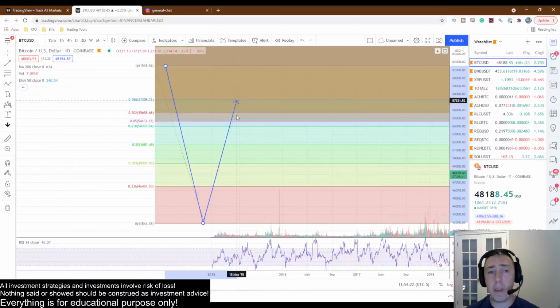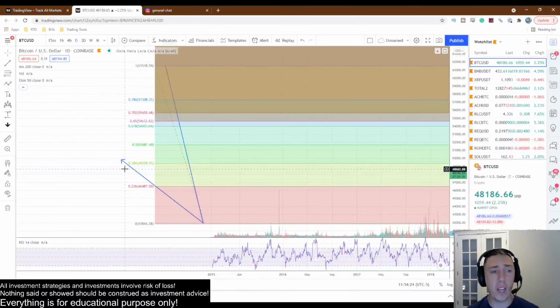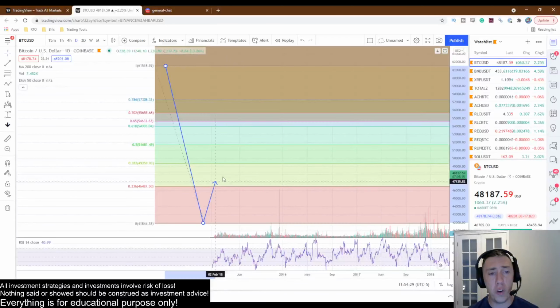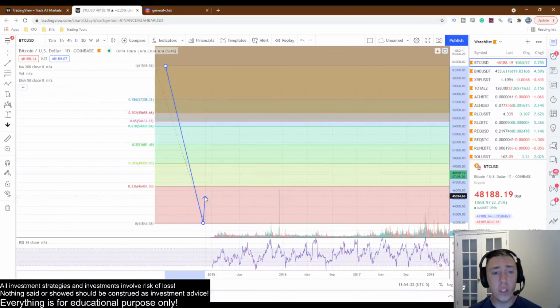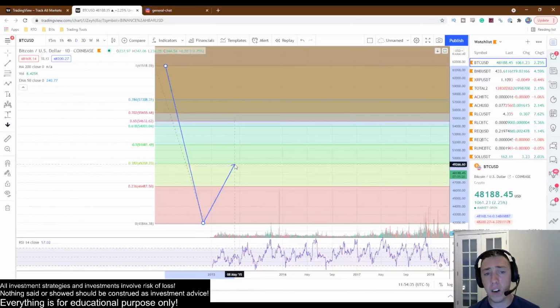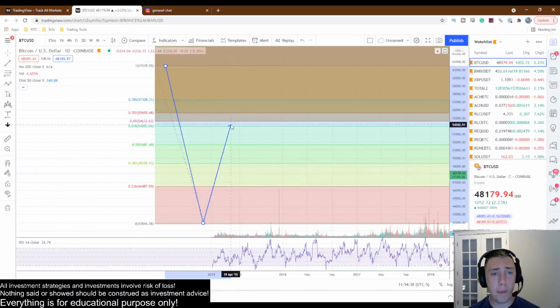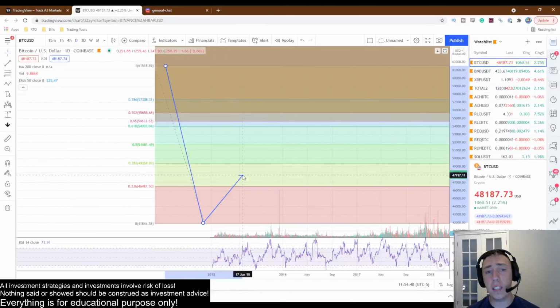On a retracement, the primary two levels I really want you guys to pay attention to are right here, the 382 and the 618. Those are the two primary levels where we're going to get the most reaction off of in a healthy market. So it can come up to here and then continue back down, or it can come up to here, continue back down.